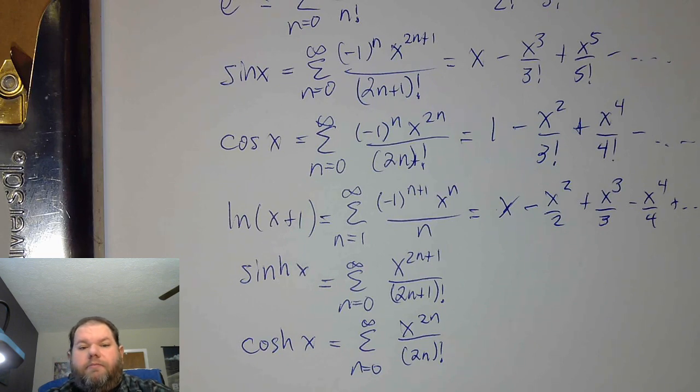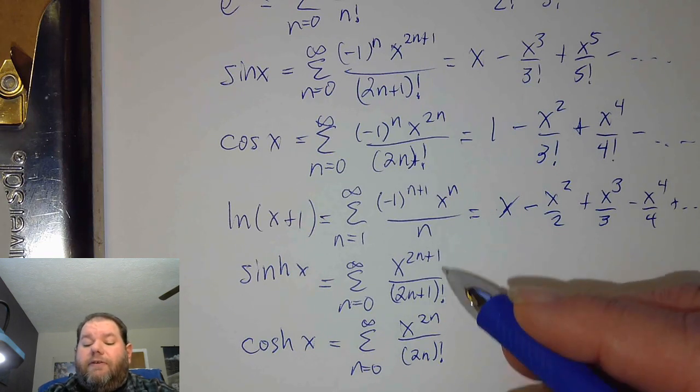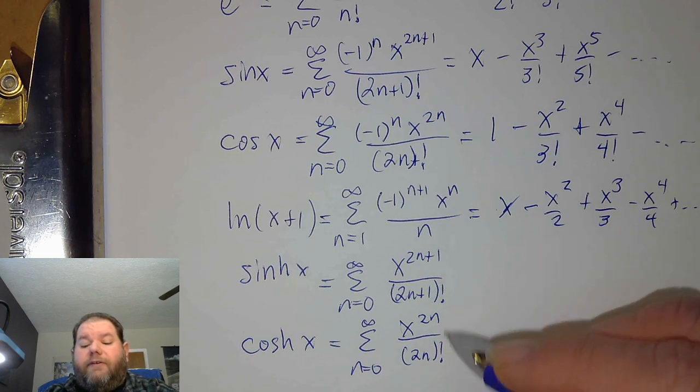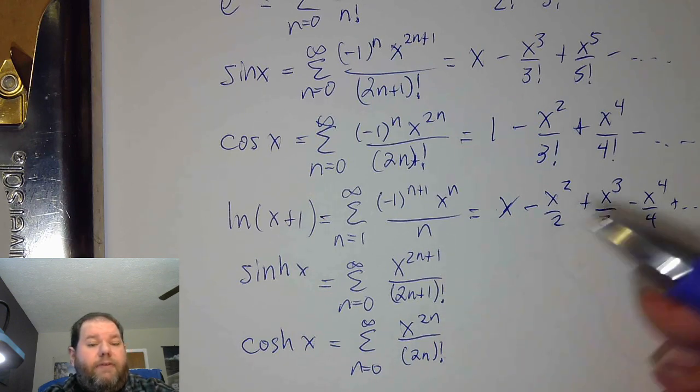Notice that hyperbolic sine plus hyperbolic cosine is essentially e to the x, which is the formula that exists. Because this gives us the odd terms of e to the x, and this gives us the even terms, combined together they give us e to the x.